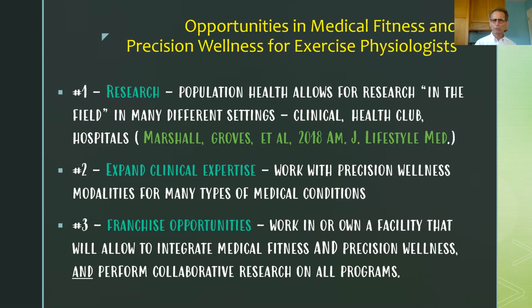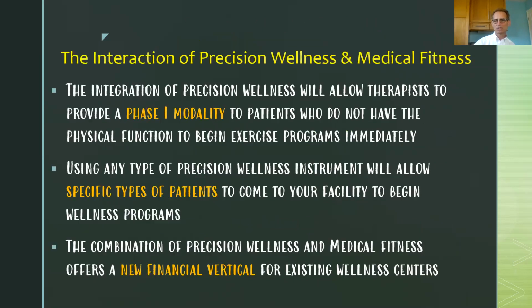And it also allows for franchise opportunities. It doesn't necessarily mean that exercise physiologists are going to go out and buy lots of health clubs. But if we look at facilities like OsteoStrong and Stretch Lab, which are franchise locations, it allows people to actually do population health research in a number of different facilities as opposed to just working for one group at a time. So it promotes medical fitness, it promotes precision wellness, and it promotes the collaboration of research among a number of different types of locations.